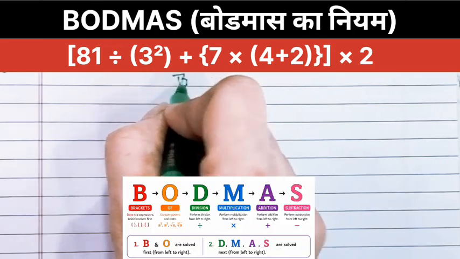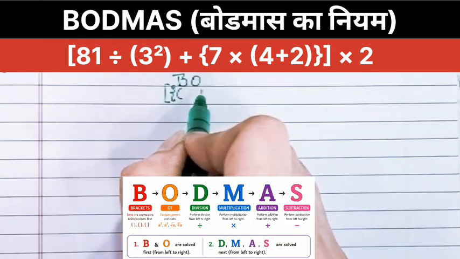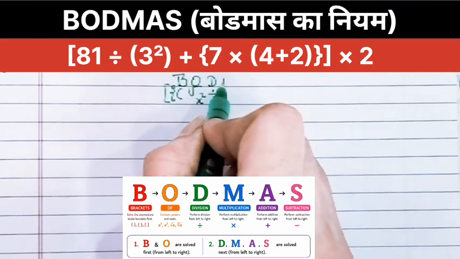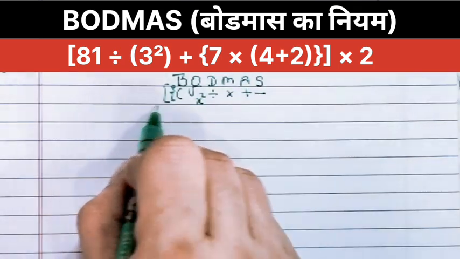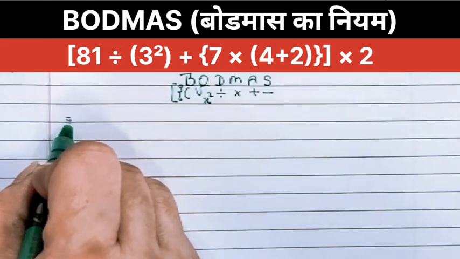BODMAS rule says first we solve brackets: small bracket, curly bracket, then square bracket. O stands for Of, we convert into multiplication, and we solve roots and exponents. D stands for division, M stands for multiplication, A stands for addition, S stands for subtraction. Now according to this BODMAS sequence, we'll break down this expression with a step-by-step solution.